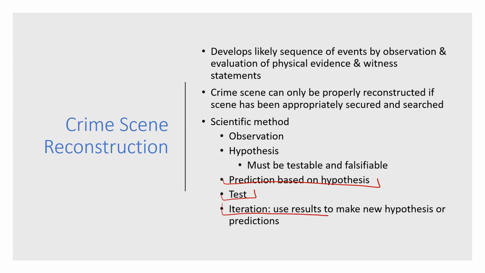Iteration: use results to make new hypotheses or predictions. So if you get new evidence, you need to revise your hypothesis. You need to revise your prediction when you revise your hypothesis. If your statement about what you think happened changes, then the prediction about what would have happened since then theoretically has also changed.